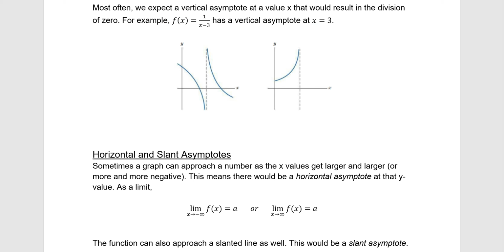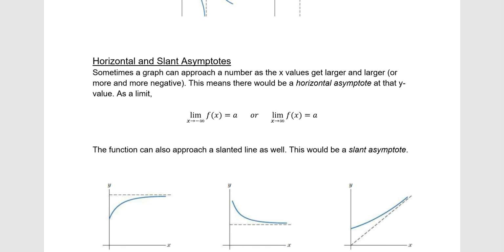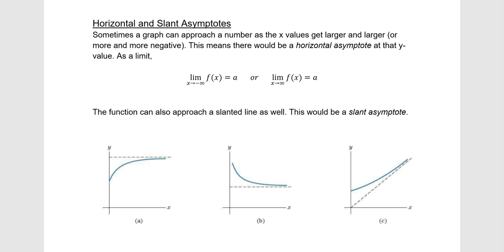And you can see these examples here. These dashed lines are the vertical asymptotes. You can see the function is either approaching infinity or negative infinity as the x values approach the x value of the vertical asymptote. And the next thing, we have horizontal and slant asymptotes. And for a horizontal or slant asymptote, what this means is that as the x value gets larger and larger, or more and more negative, then the function is going to be approaching either a line, a slanted line, or a horizontal asymptote.